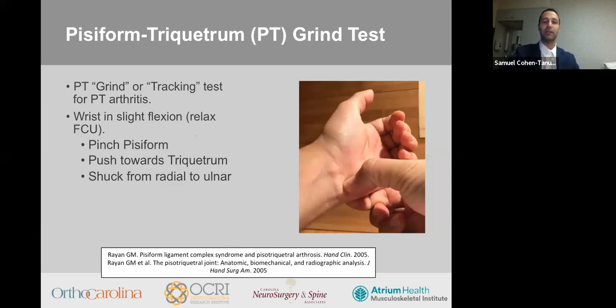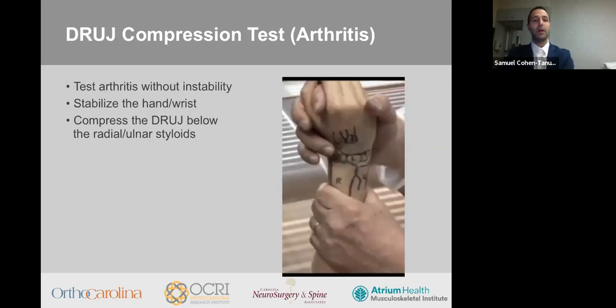And you can do that by using the PT grind test or tracking test for PT arthritis. So with the wrist in slight flexion, you can actually pinch the pisiform between your index and thumb and put a little bit of pressure dorsally, and then just shuck it back and forth. And that would be painful in a patient with arthritis. To test for DRUJ arthritis, you can simply stabilize the hand and then squeeze the DRUJ just distal to the ulnar styloid and radius, and that should be painful in DRUJ arthritis.